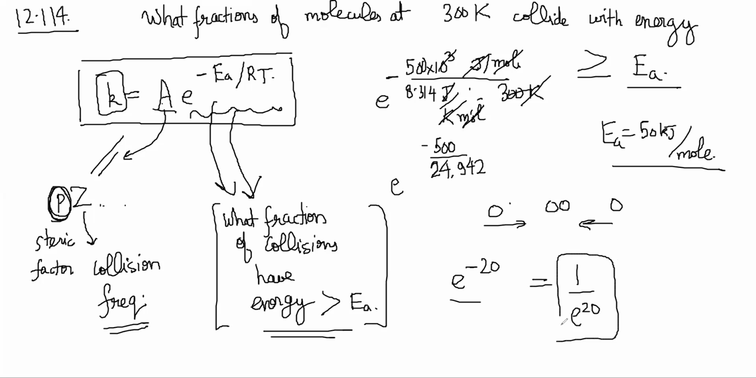See, this will be huge, right? So at 50 kilojoule per mole, the fraction of collisions that have greater energy than this is already quite small. So you can predict what will happen at, say, 100 kilojoule per mole, right?